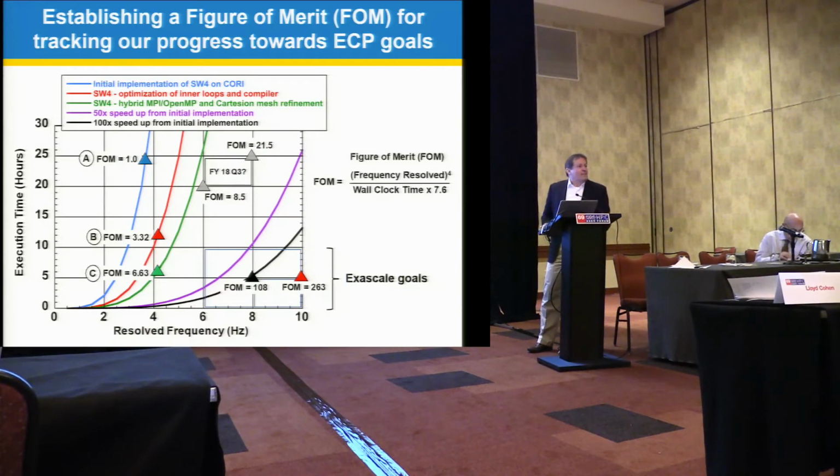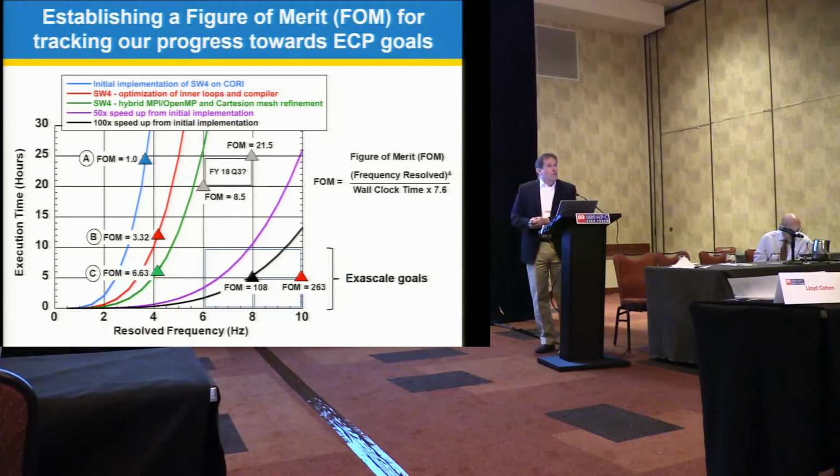It's vertical, right, for a given platform. So this was our first calculation on Cori, where we resolved just under 4 hertz at about a 25-hour run. These are our successive optimizations we've gone through. We jumped to here by optimization of the inner loops in the compiler on Cori. So we're resolving 4 hertz in about 12 hours. And that was the run that I showed you that Artie Rogers had in the paper.